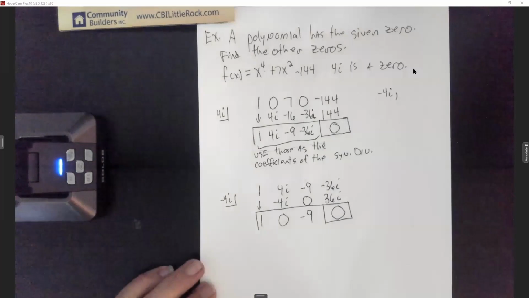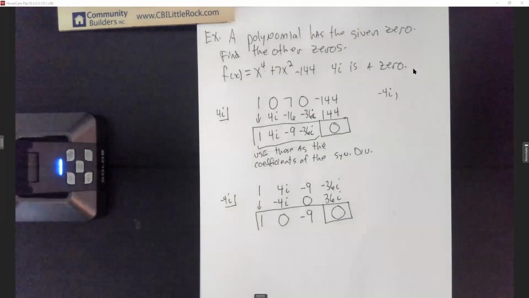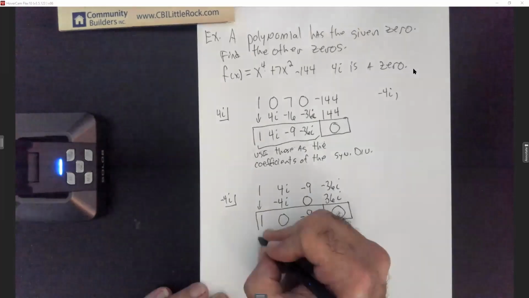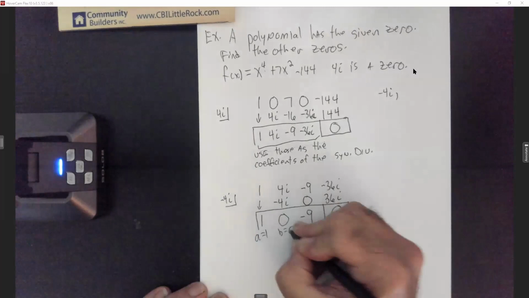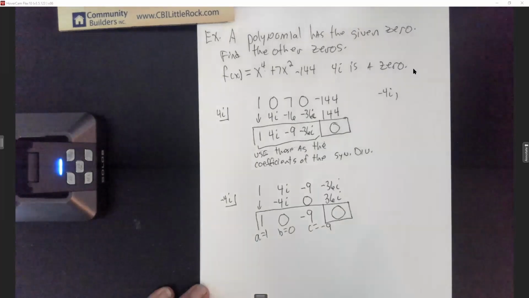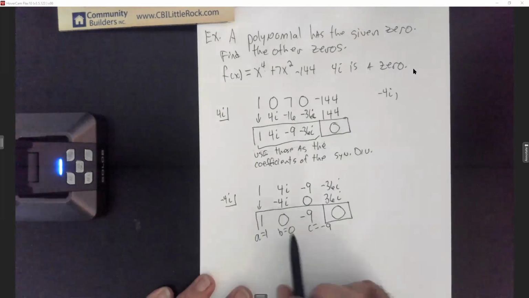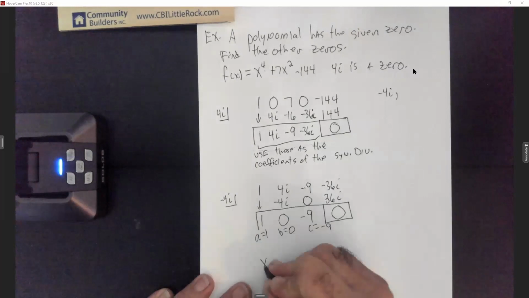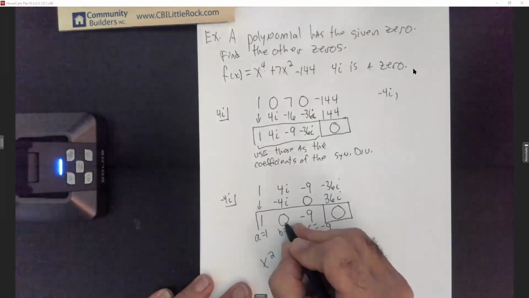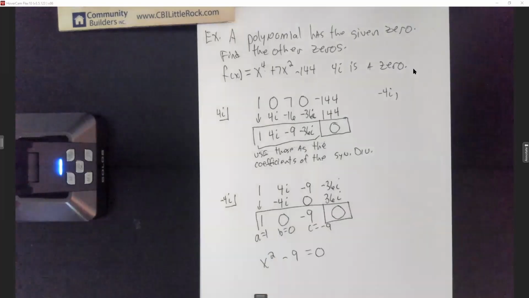Y'all got 3 numbers. Guess what you're using? One possible thing, if you want to use the calculator, you can use quad and throw that in quad and it'll spit it out quick. Or watch what you can do. This is now a quadratic under here. That is 1x squared plus 0x's minus 9. If I set that equal to 0, I can get them 2 numbers pretty quick.